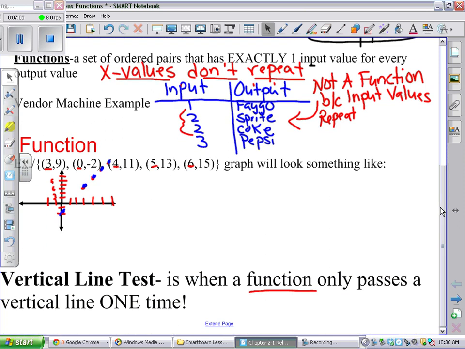Okay, so when we look at our graph, we can tell whether it's a function by doing what we call the vertical line test. And the vertical line test simply says if I draw a vertical line anywhere on the graph, the line should only go through the function one time. So notice how this green line only touches once.